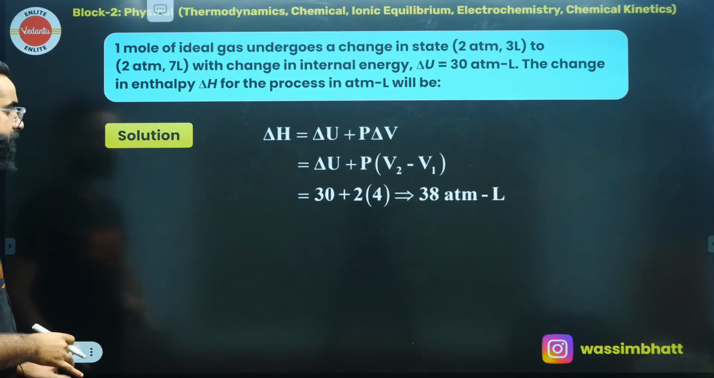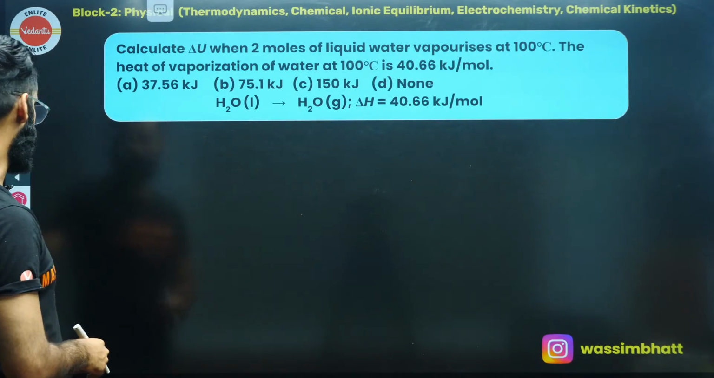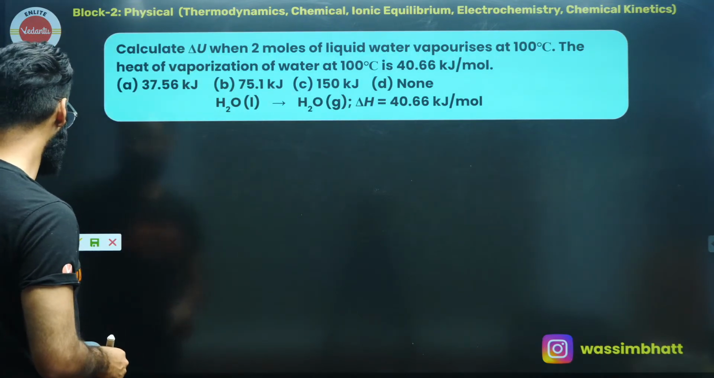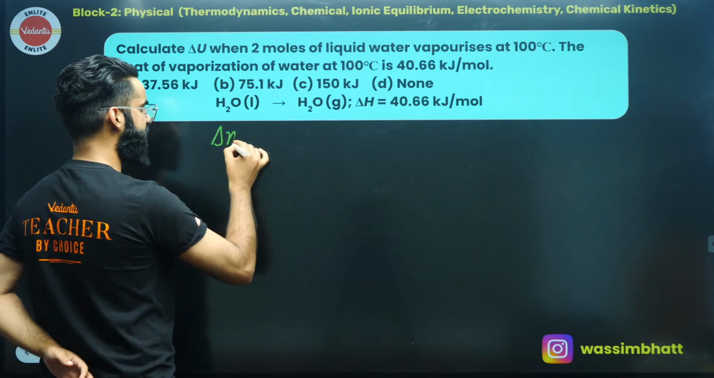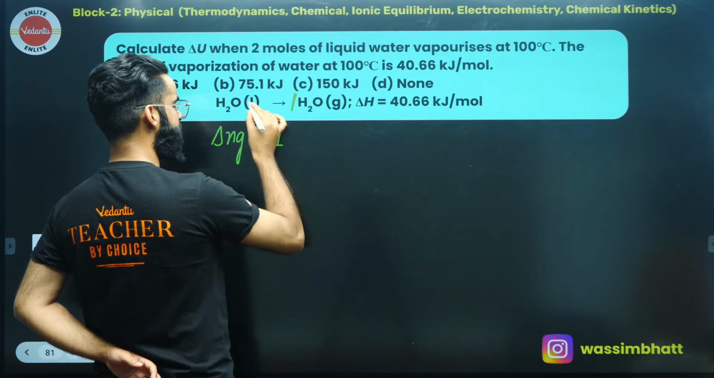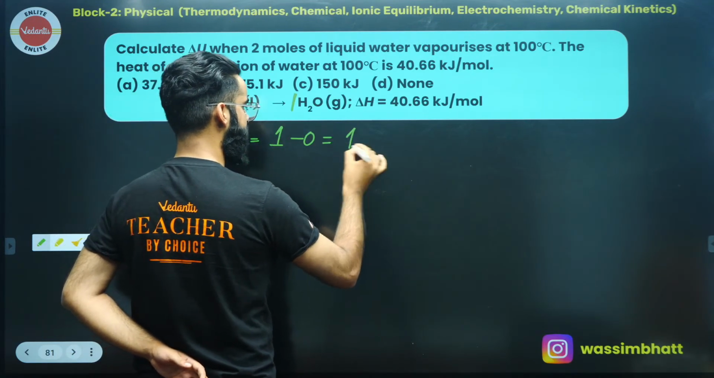Perfect. One more question. This is the reaction that's given to me. We need to calculate delta U for the reaction. First of all, I'll be calculating delta Ng for the reaction. Delta Ng is equal to the number of moles of gaseous products, that's 1, minus the number of moles of gaseous reactants. So delta Ng value is equal to 1.